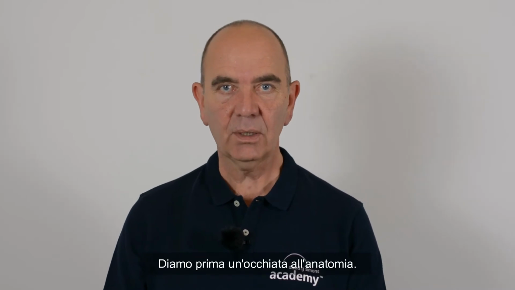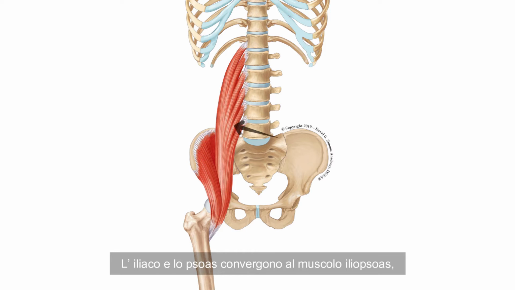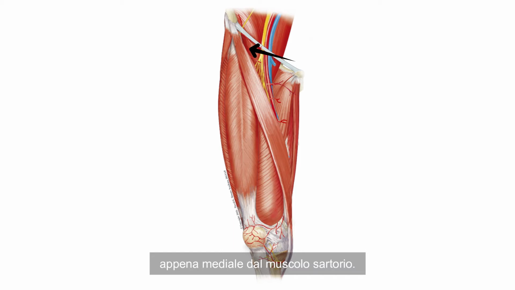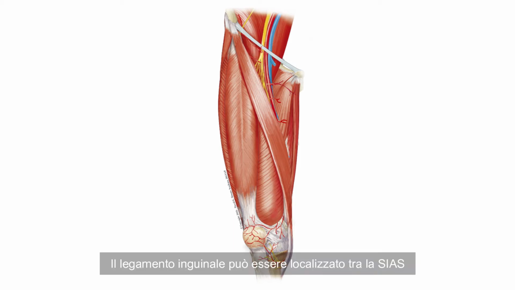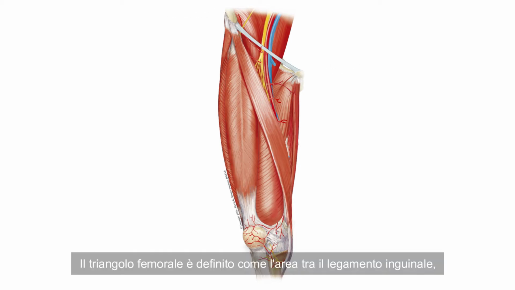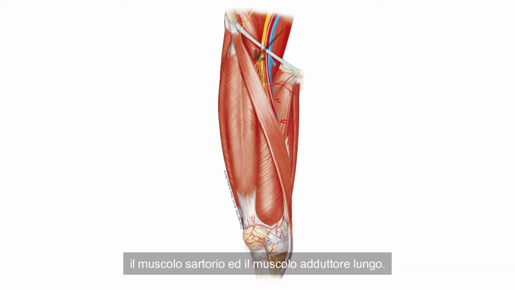So, let's have a look at the anatomy first. The iliacus muscle and the psoas muscle converge to the iliopsoas muscle, which we will palpate distally of the inguinal ligament. The iliopsoas lies within the femoral triangle, just medial of the sartorius muscle. The inguinal ligament can be localized between the ASIS and the symphysis. The femoral triangle is defined as the area between the inguinal ligament, the sartorius muscle, and the adductor longus muscle.